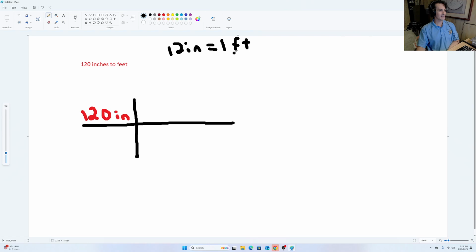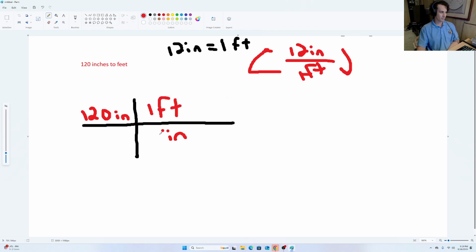So we have 120 inches, and now I need to get rid of the inches, which means I want the inches in my conversion factor to be on the bottom. So if you picked 12 inches per foot, you would say, well, that's not going to work. I better flip it. If I flip it, I get 1 foot per 12 inches. This is good because inches cancel.